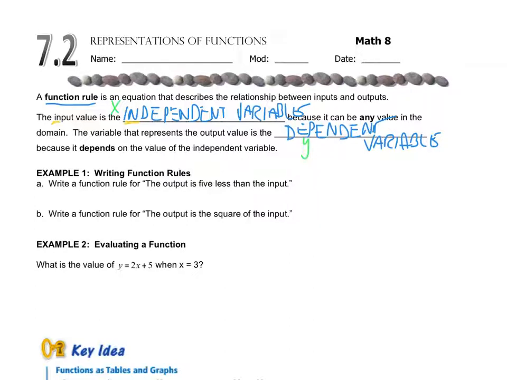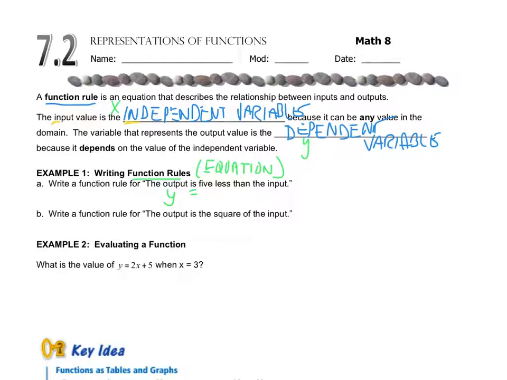So writing function rules. To write a function rule, basically we're just writing an equation. So we've been writing equations. In this case, you want to be looking at the wording to see what you think it will become. A function rule is really another way of saying write the equation. So here's the first one. The output, well, which is the output? Well, we said the output is the y value. The word "is" is our equals sign.